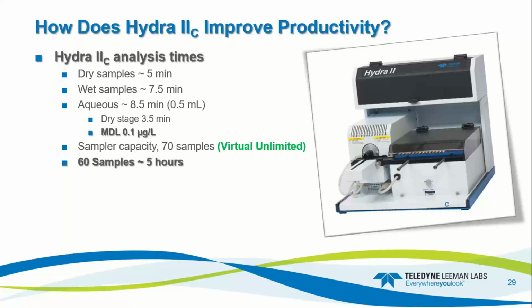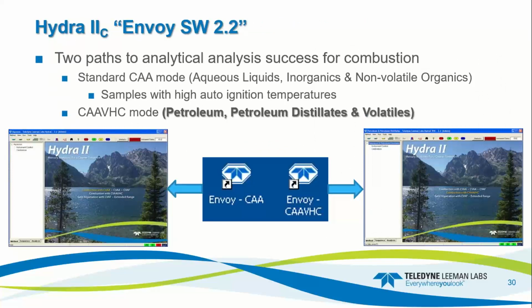And with all that said, we have a sample capacity of 70 positions, but we have virtually unlimited capacity. You put the 5 racks on, and then if operator intervention, you load a rack behind it, you can update the sequence and you can keep going. I have customers that run 100 to 150 samples in a daily run, like for fish tissues and so forth. And that'll give you about 60 samples in 5 hours based on the fastest rate of analysis at 5 minutes.